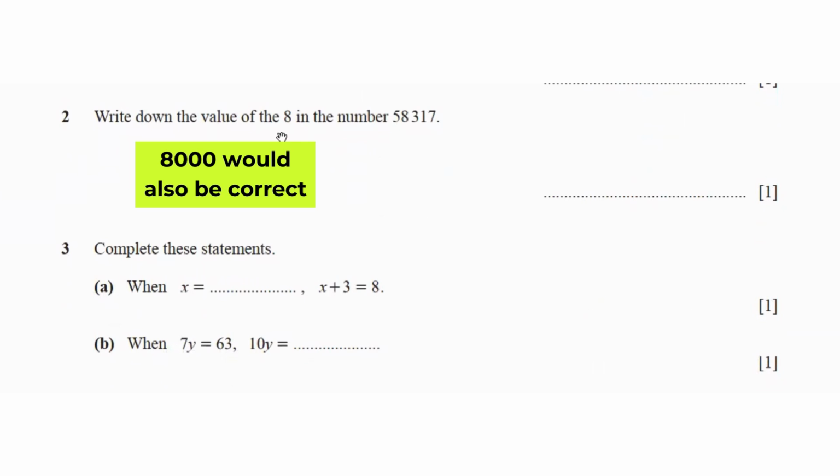Write down the value of the 8 in the number 58,370. So this is ones, this is tens, this is hundreds. So the 8 is going to be thousands.